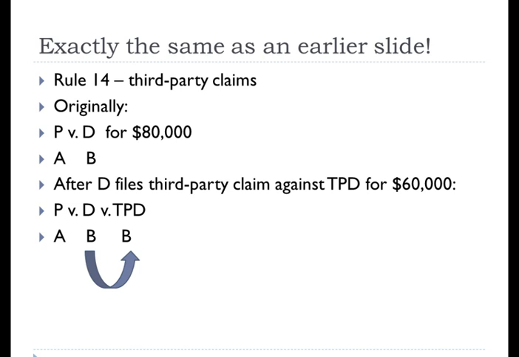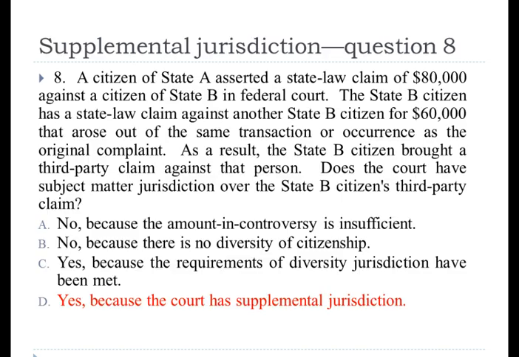And so we ask, is the wannabe claim a claim by a plaintiff against a person made party under Rule 14? No, it isn't, because this isn't a claim by a plaintiff, it's a claim by a defendant. So now we look at the choices, and the last choice, choice D, is the right answer. The court has supplemental jurisdiction over the State B citizen's third-party claim.